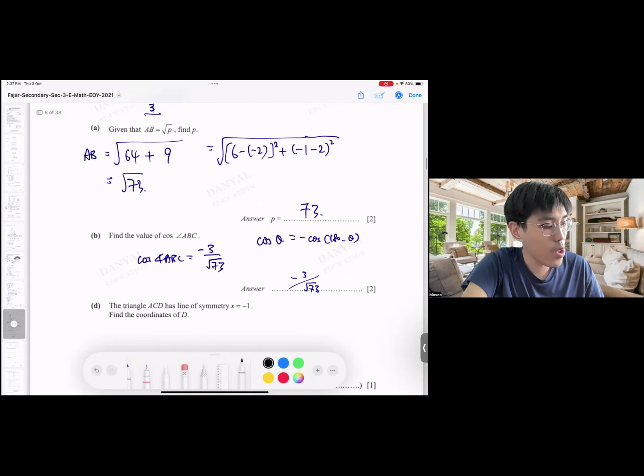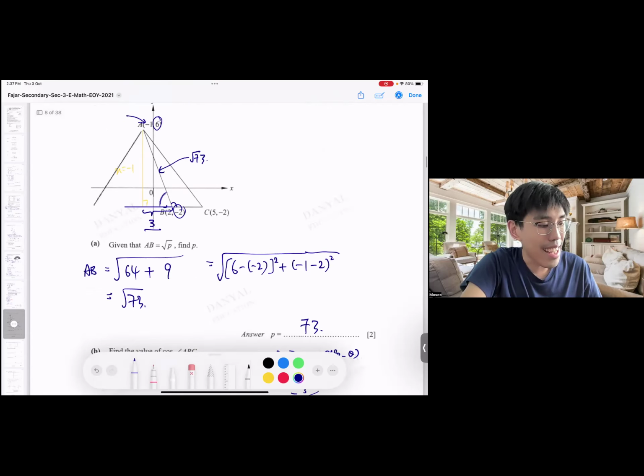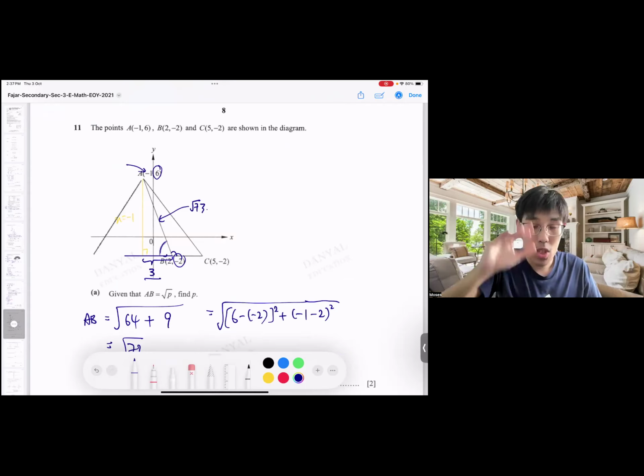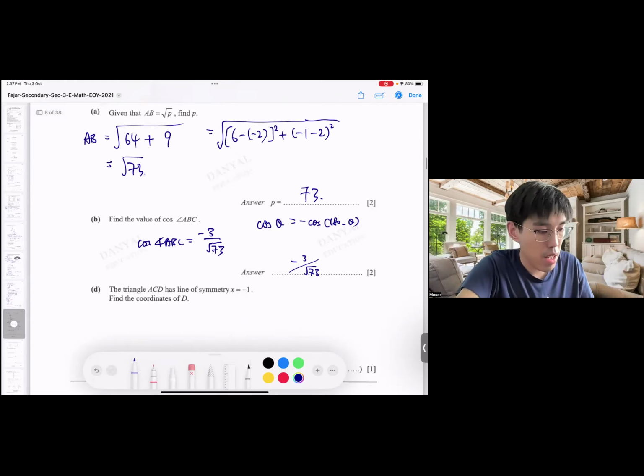Okay, so find the coordinates of D. Number one, we must confirm that it must be lying along the same Y line. So the Y coordinate must be -2.